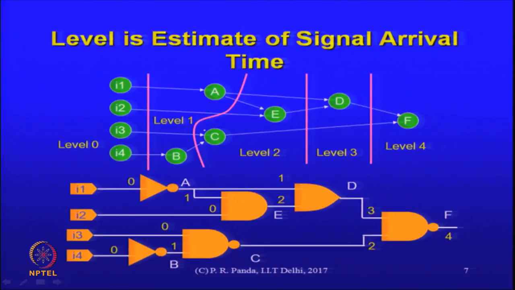The level is just an estimate of the signal arrival time. All the input signals are arriving at time 0, then these signals are ready at the end of time 0. For C, the inputs arrive at the end of time 1. For D, you have all the inputs, well, when I say inputs arrive, all the inputs are ready at time 0.